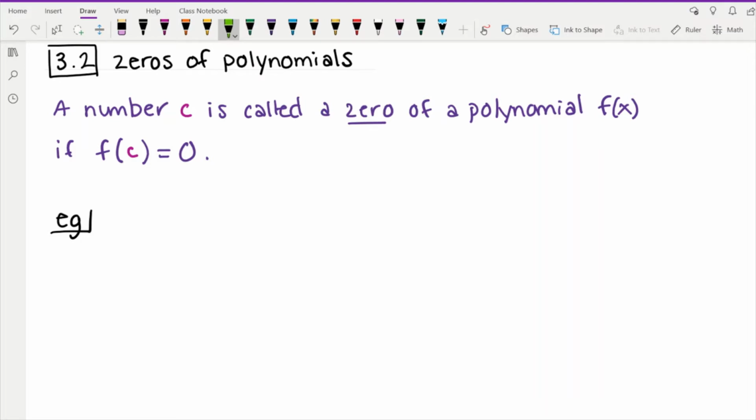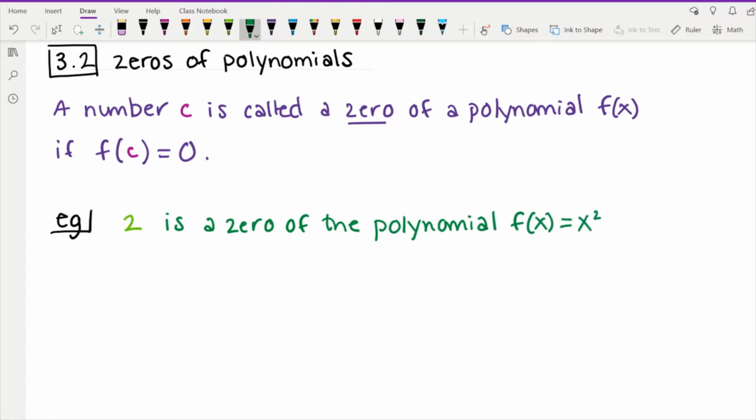So I'm going to tell you right off the bat a fact, and then we'll think about how we could actually verify this fact. So I'm going to tell you that 2 is a zero of the polynomial f of x is equal to x squared minus 5x plus 6. By the way, that is what's called a quadratic function, right? But we learned in our last video that quadratic functions are just a special type of polynomial. It's a degree 2 polynomial.